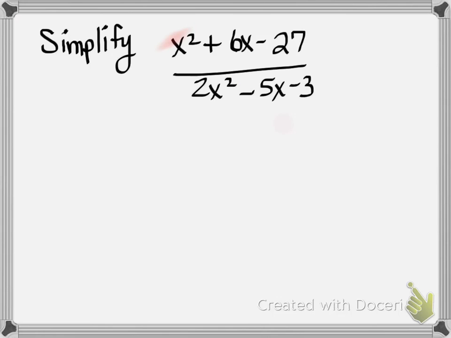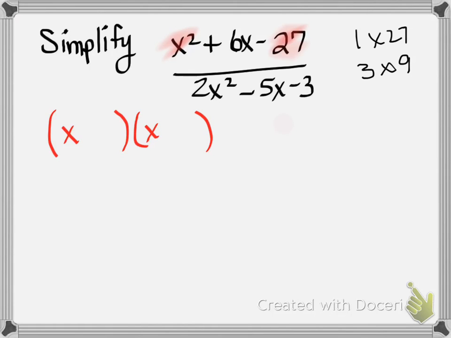So, get started. We have x squared. And I know that I've taught you, when you see x squared, you should know that's x multiplied by x. The next thing you see, you're going to look at that last number, a negative 27. So what I'd like you to do, think of your factors of 27. That could be 1 multiplied by 27, or it could also be 3 times 9.